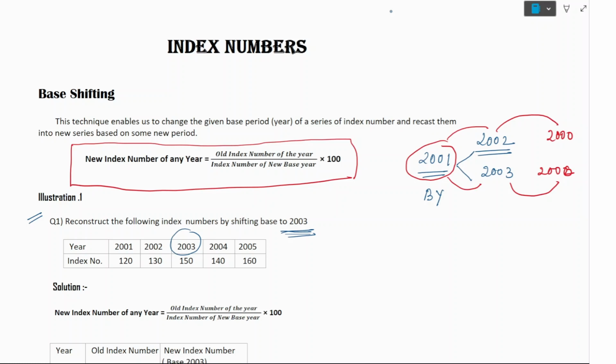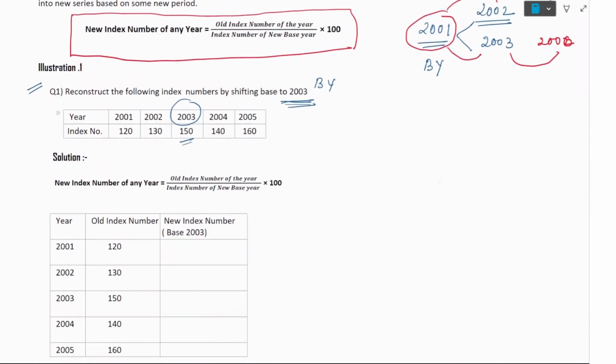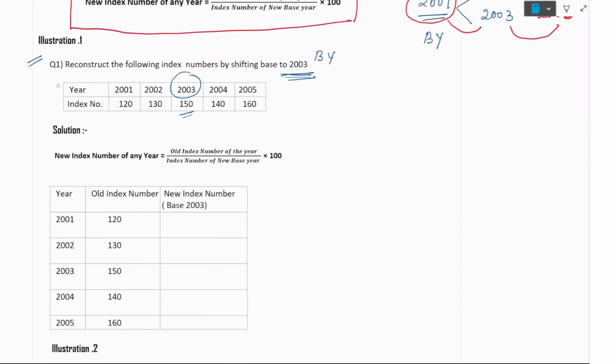New index number of any year, that means new index number with base period 2003, is equal to old index number of the year divided by index number of the new base year, into 100. What is the new base year here? That is 2003, and its index number is 150. That means the denominator will be 150, and we are going to calculate each and every index number for the years 2001 to 2005. How do we do it? First, in the solution, write the formula, and with the table itself we can complete the sum.